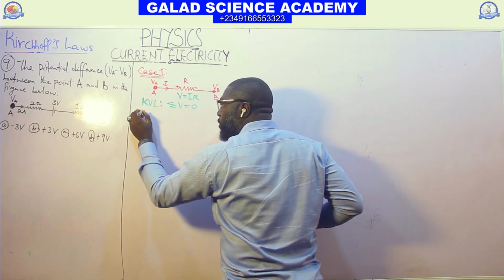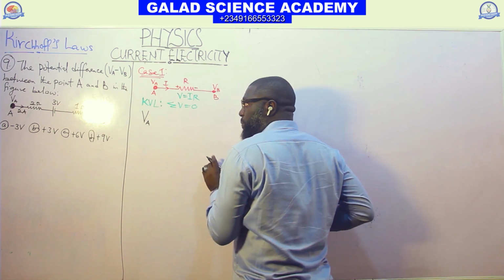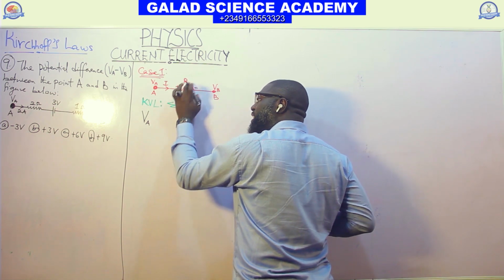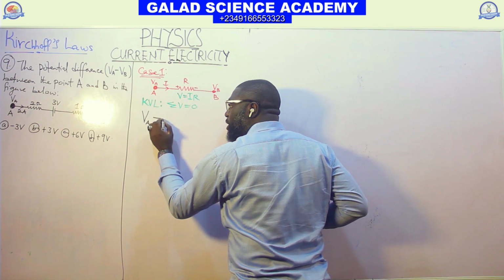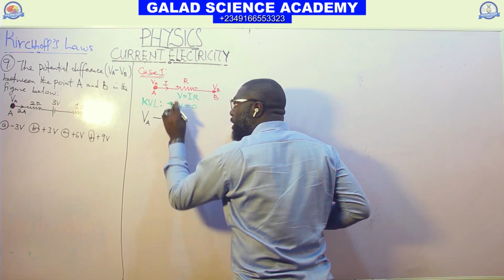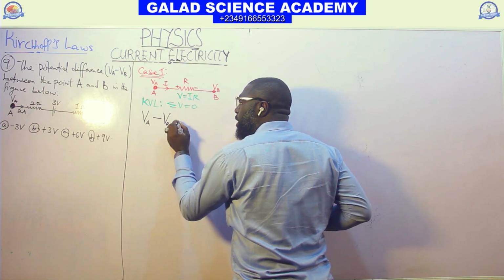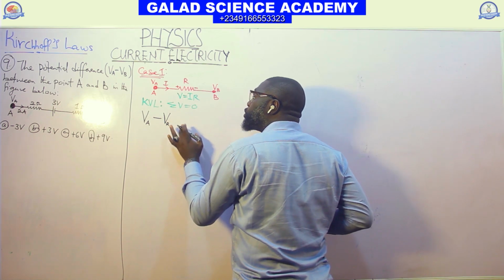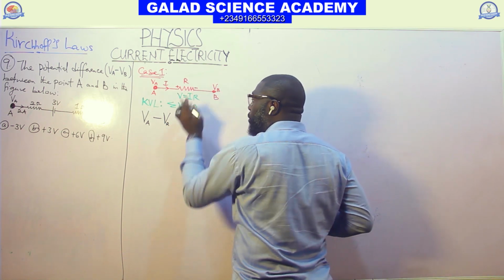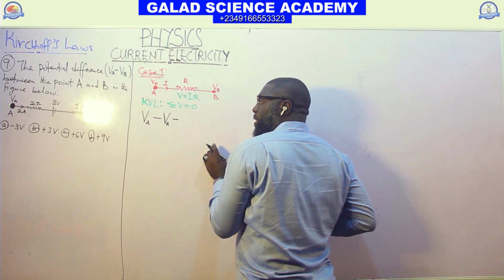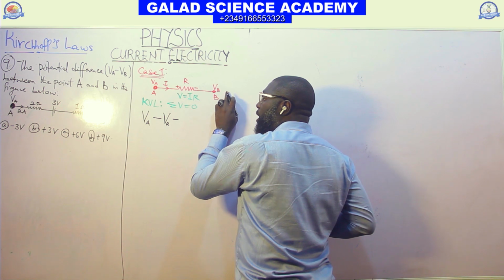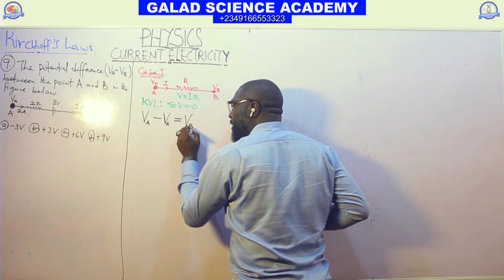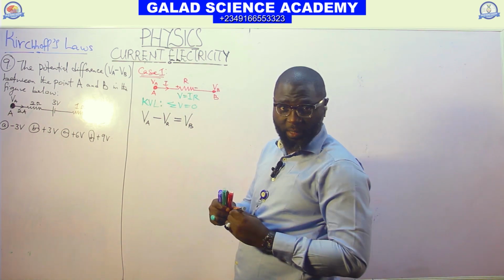This is VA. So VA is positive. And across this resistor the voltage will drop. We have minus V of resistor. VR will be equal to this. Or let me put it that way, it is equal to the potential difference of B.